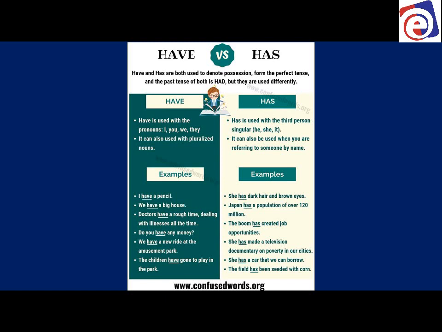And so say it after me. She has dark hair and brown eyes. Japan has a population of over 120 million. So Japan, the name of a country or the name of a person. The boom has created job opportunities. The boom is a noun, has created.